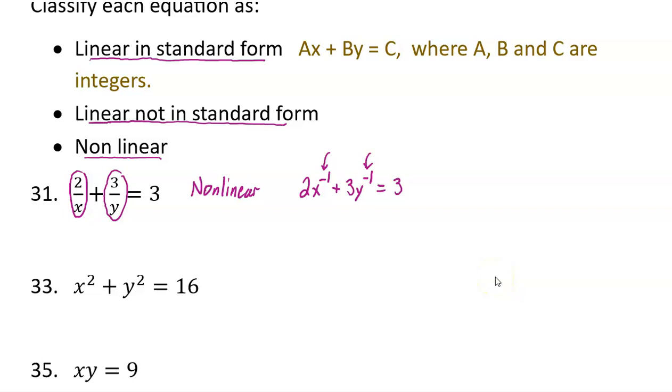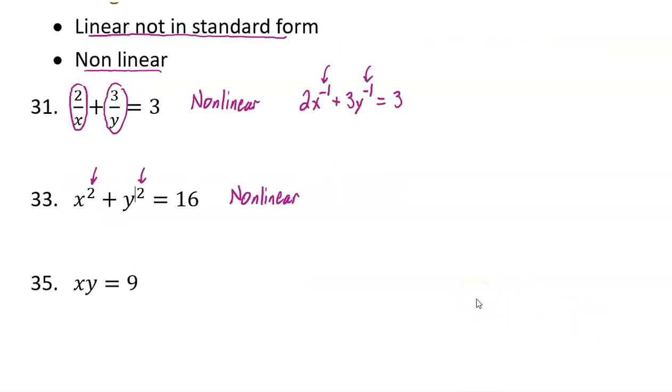Now number 33. This is a nonlinear equation as well. And for the same reason as in number 31, because the exponent on the x and the exponent on the y are not 1. Now number 35. What about this one? This one is a nonlinear equation.